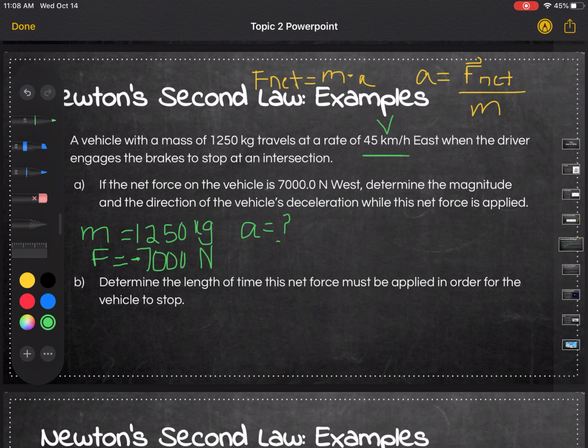So we're looking for A, and if we look at the two formulas that we have up here, this one is the one that A is equal to. So that's the one we're going to use because that's the one that we're solving for A in this example. So A is equal to force net divided by our mass. And we can plug in our pieces. So our force is 7,000 newtons, and it's over our mass, which is 1250 kilograms.